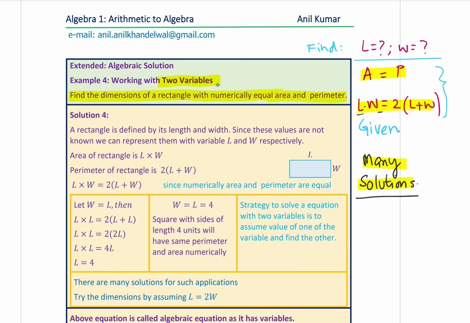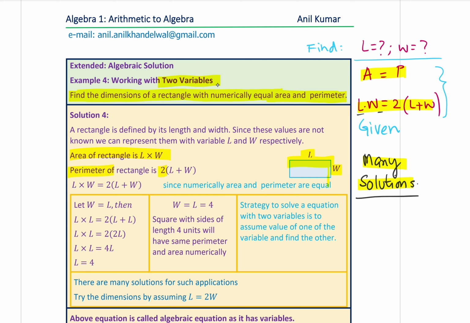Okay, the question here is: find dimensions of a rectangle with numerically equal area and perimeter. Of course, the units cannot be the same, area being in unit square and perimeter being in units. Perfect. So the first solution which I have given you is something like this. Let us first define a rectangle whose width is W, length is L. Since we know length and width as L and W, area will be the product of length and width, and perimeter is going to be twice the sum of length and width.